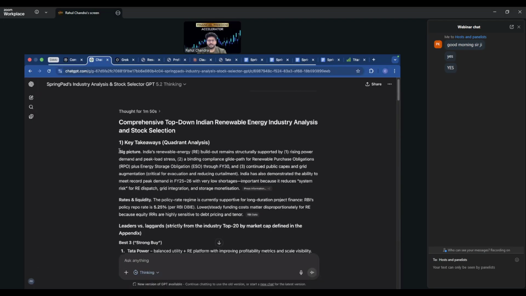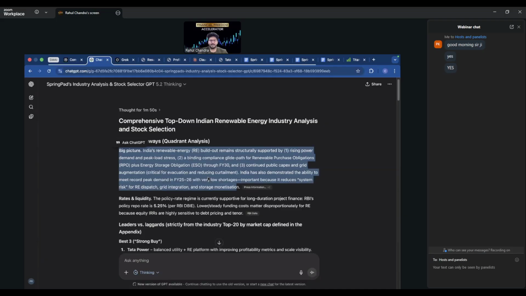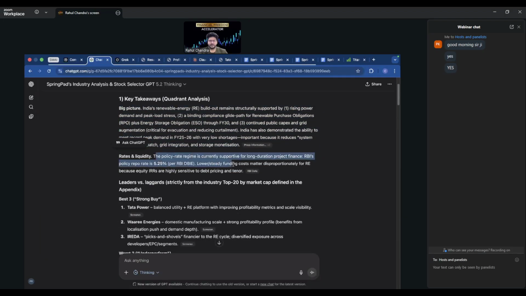Okay. So it tells you what is happening in the renewable energy space. Let's discard it for the moment. What are the rates and liquidity?